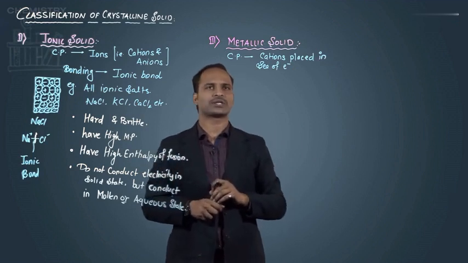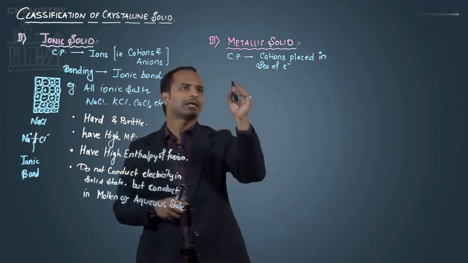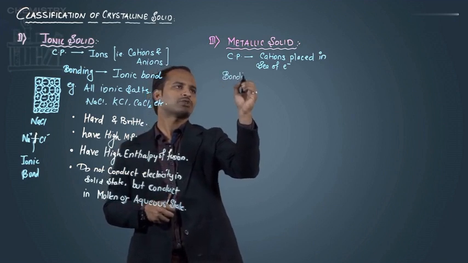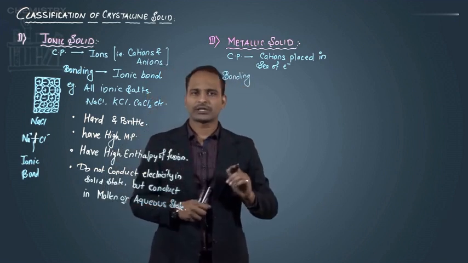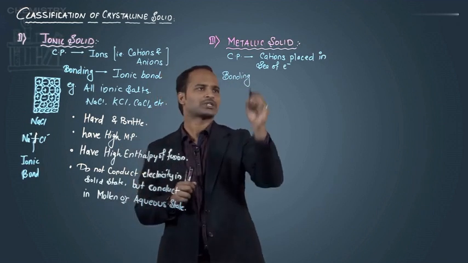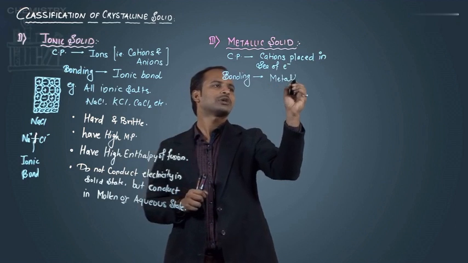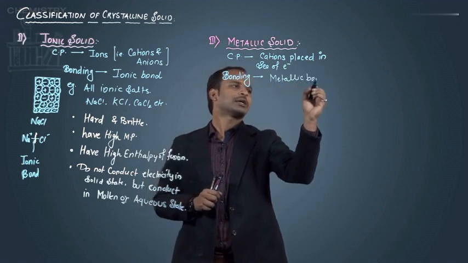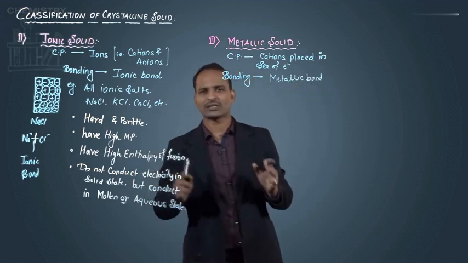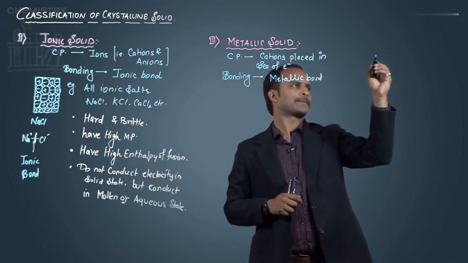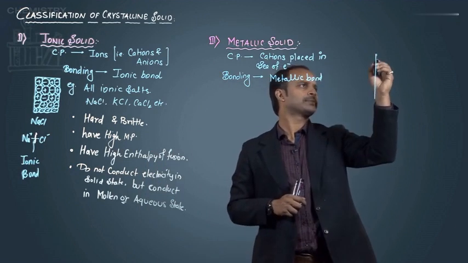So cations are placed in a sea of electrons, and here the intermolecular force or the bonding which is present between the ions and holds the particles in a solid state is called the metallic bond. In case of a metallic solid, the bond is always metallic. Now let's see the crystal lattice of a metal. So this is a metal.